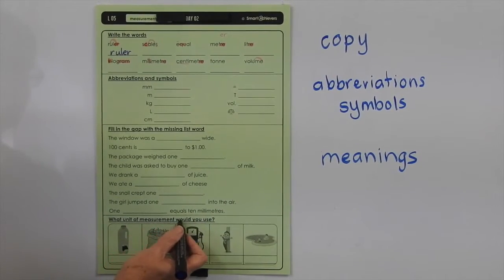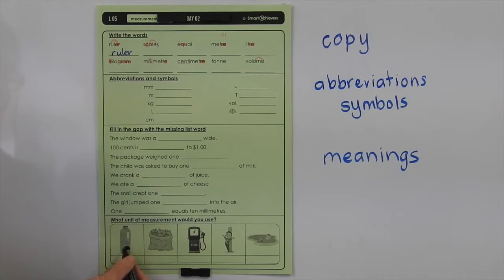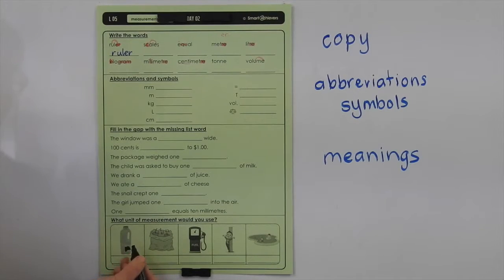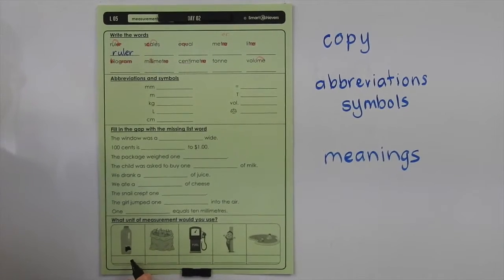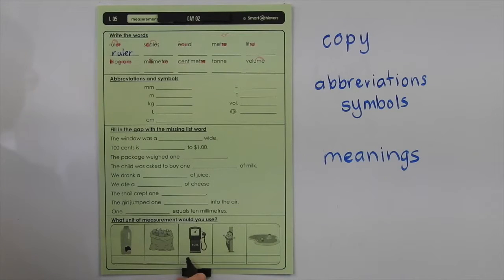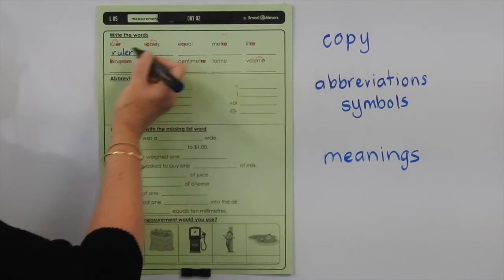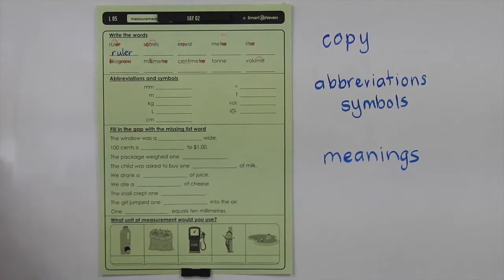What unit of measurement would you use? So this is a container of milk. It could be a container of orange juice. How would that be measured and marked on the front on the label? We've got some other things here that you can measure. So you just have to write down what the unit of measurement is that we would use to measure those particular things. And they're all words that we've given you up here.